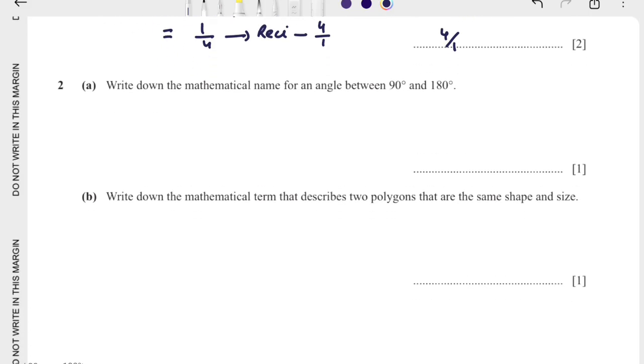Question number 2. Write down the mathematical name for an angle between 90 degrees and 180 degrees. So this is very simple, it is obtuse. B part, write down the mathematical term that describes two polygons that are the same shape and size. So it is congruent.